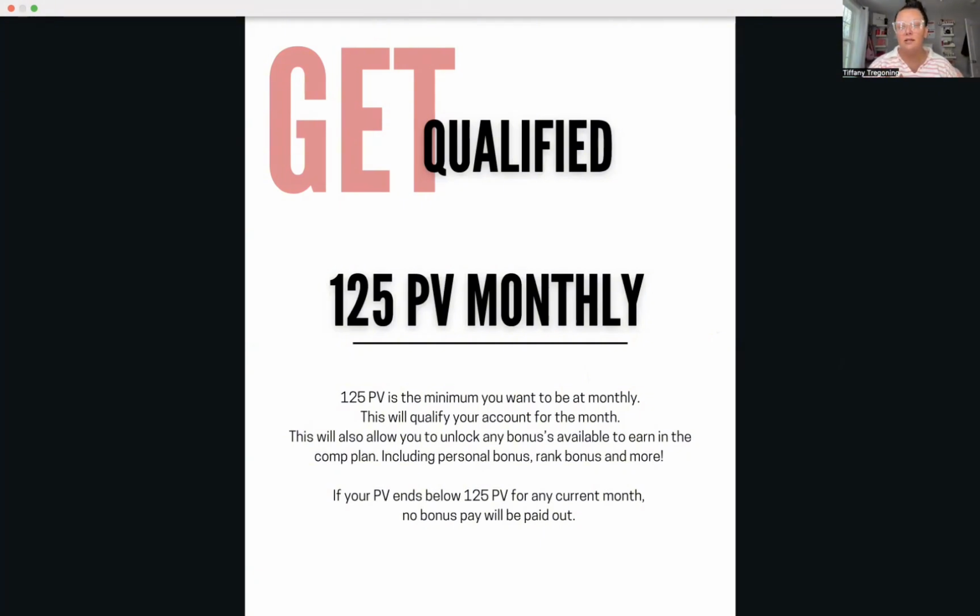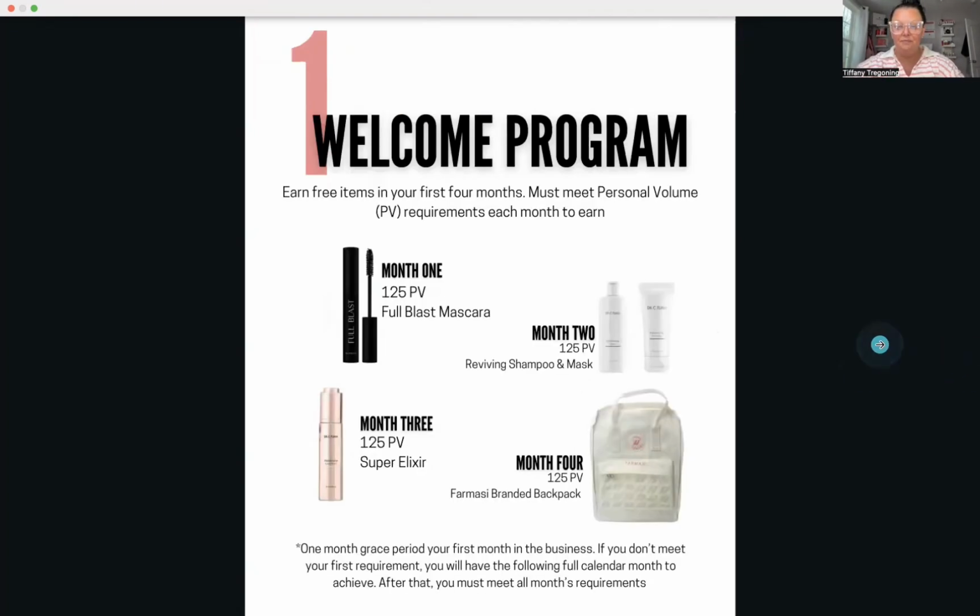But the commission doesn't change with your monthly PV, but all of the other bonuses do. So if you want to get paid on your team, if you want to make any of the cash bonuses, all of that extra payment, you need to be at 125 PV in the month to get any of that extra payout. Okay, so that's very important to know, that you get to that spot every single month and don't pass up any of that extra pay at the end of the month.